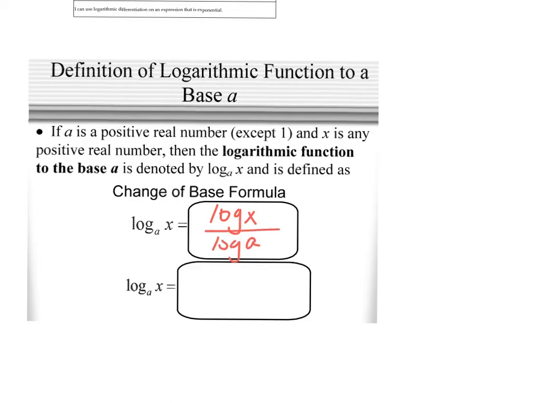Another version of this, which technically works out the same way, is if you take the ln, or natural log, of the value over the natural log of the base, it ends up being the same thing. Just a heads up that this is the same thing as 1 over ln a times ln x. That'll come in handy a little bit later.